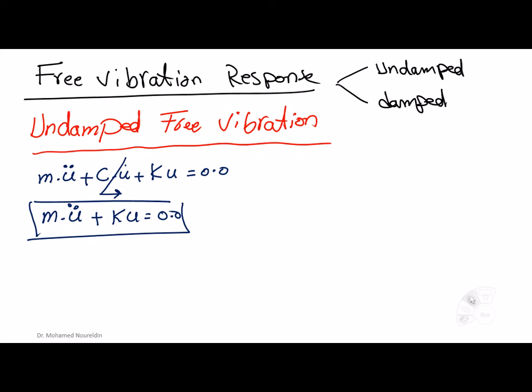Now let's understand the meaning of this. First of all, the 0 here means that there are no external forces applied, so it is free. And whenever this damping term vanishes, it means no damping is going to be considered. We're going to assume that our system does not have damping.